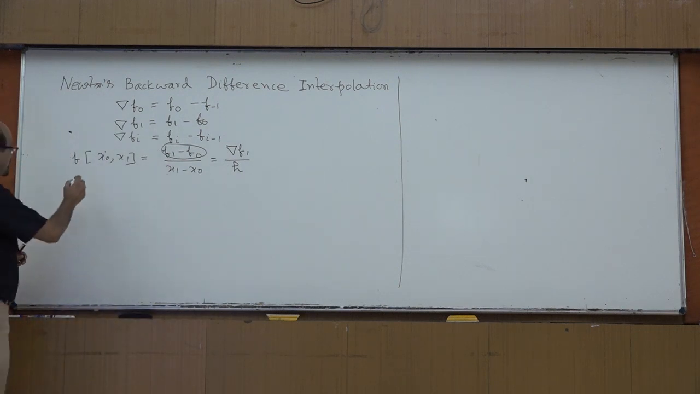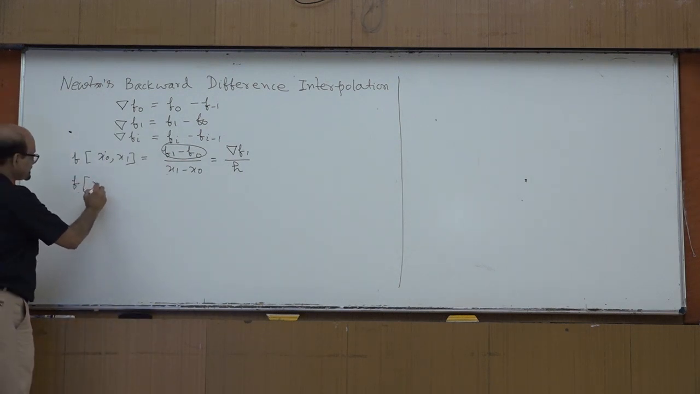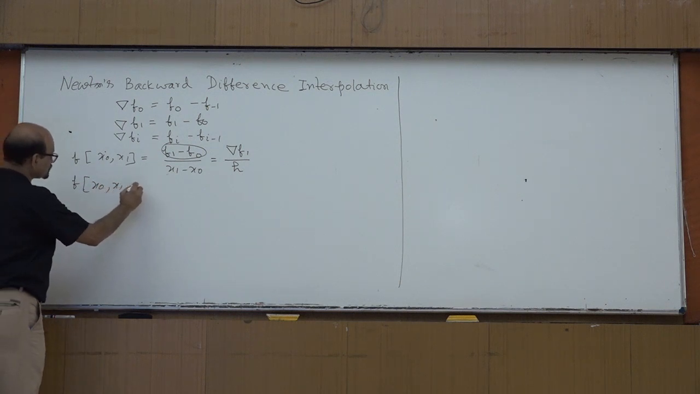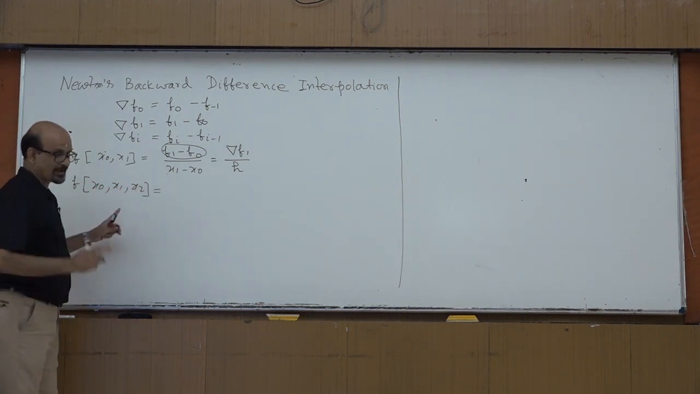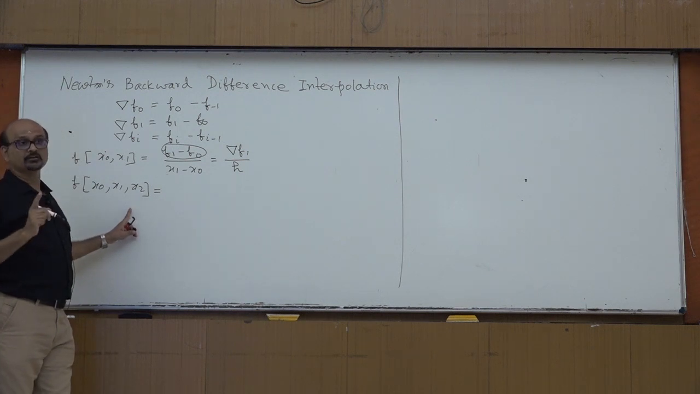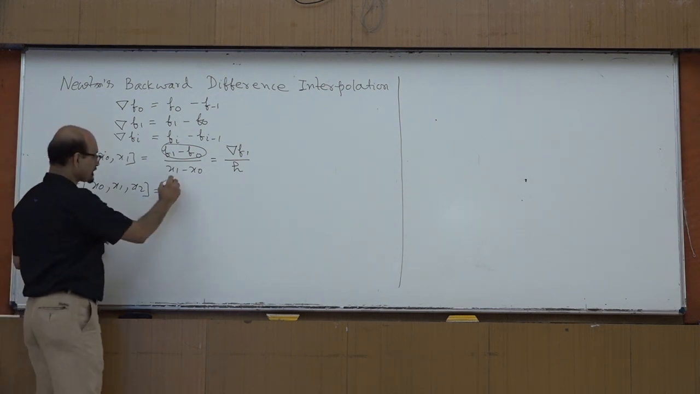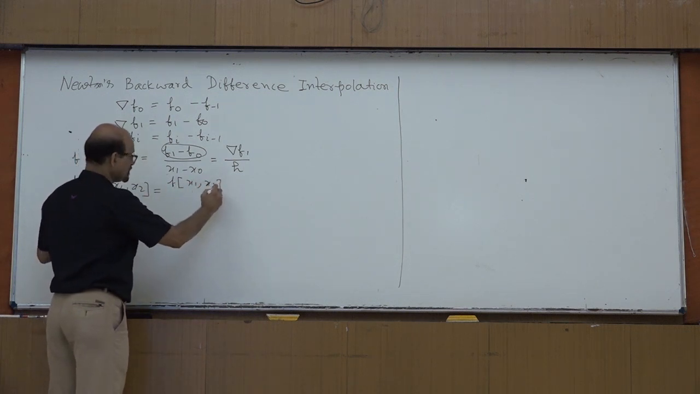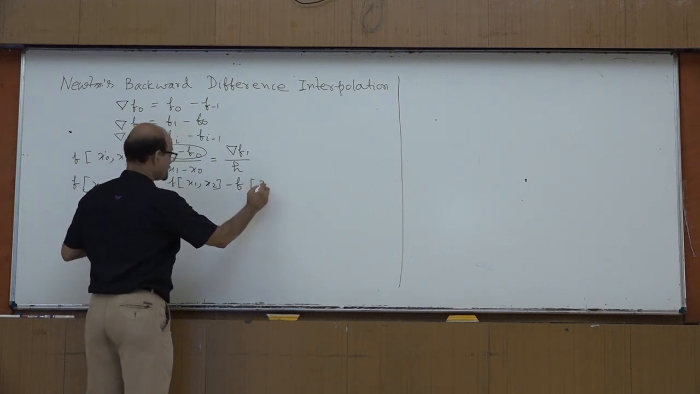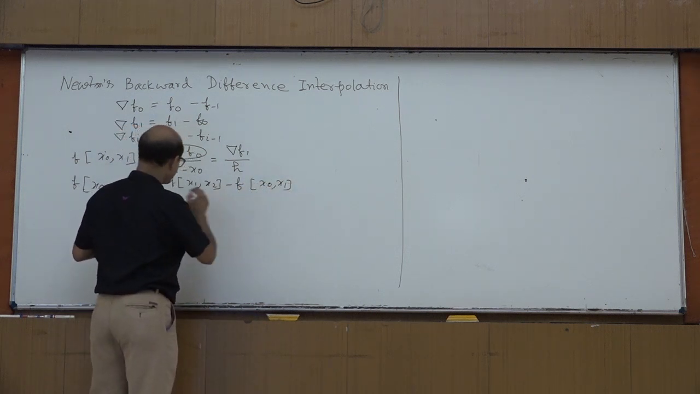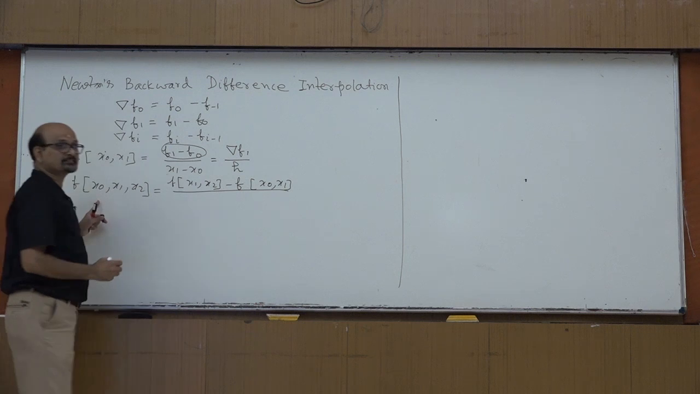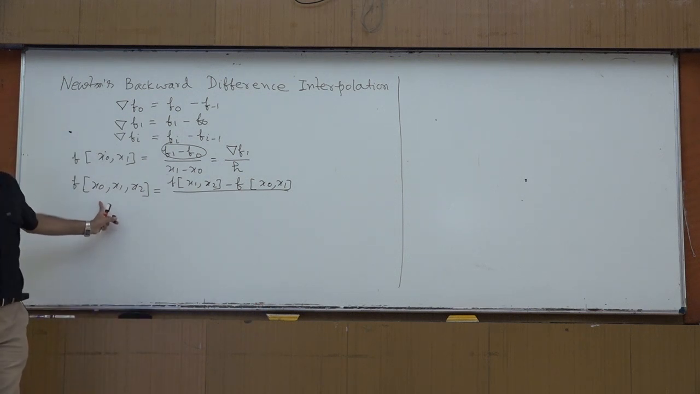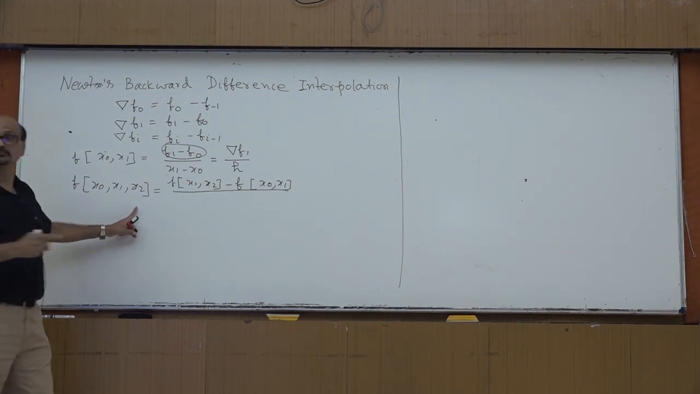Understood? Now, if I want to write the next one, that means second order, x1, x2, what will we get as per the formula for Newton's divided difference? I will write in terms of first order, f[x1, x2] minus f[x0, x1], divided by x2 minus x0, and that is 2h. So f[x0, x1, x2] is that divided by 2h.